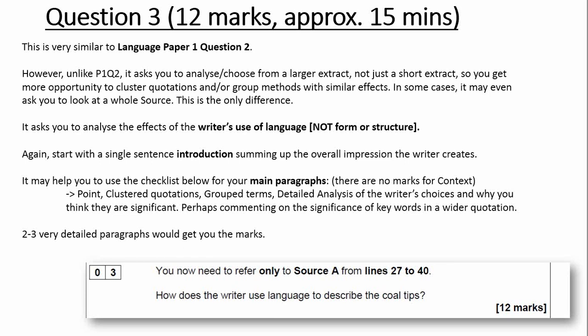Now, it asks you to analyse the effects of the writer's use of language. Note, not form or structure. It's very important that you, for this question, clear those ideas out of your mind.